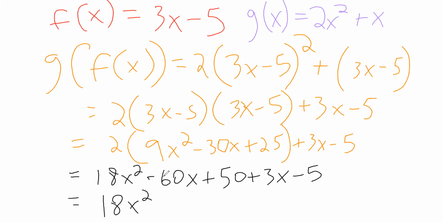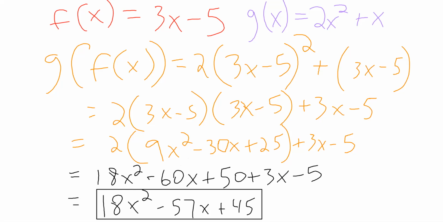So, anyways, minus 60x plus 3x. That's going to end up being minus 57x. And plus 50 minus 5, plus 45. Now, I do take pride. I usually don't make mistakes, but every once in a while I do. I try my best not to, but no matter what, you can't help it. Sometimes it happens. And so we end up with something like that.